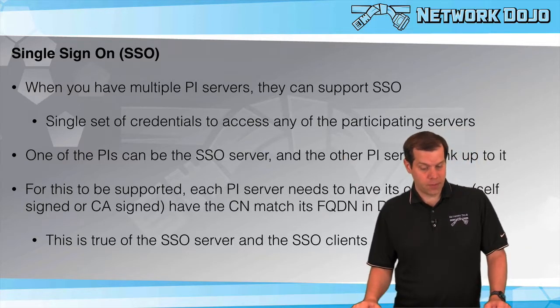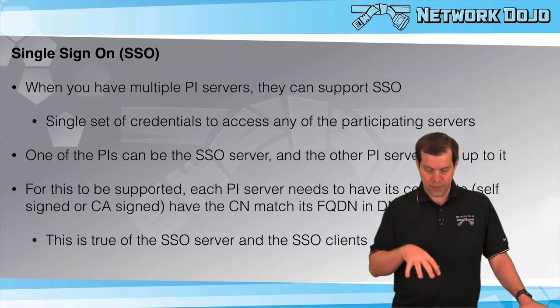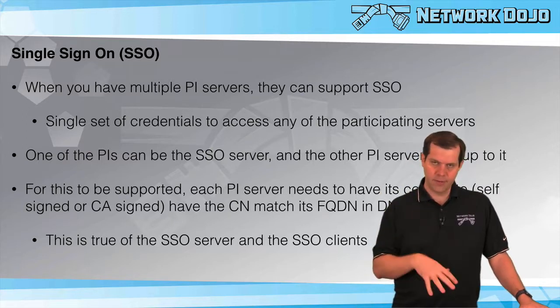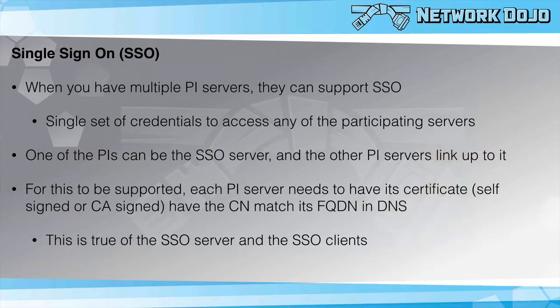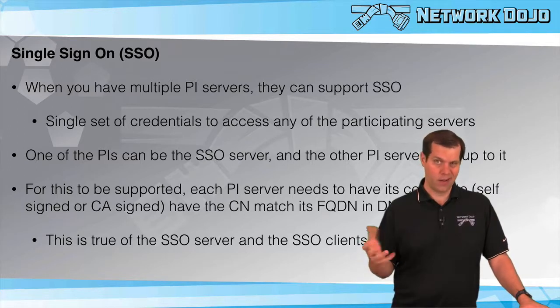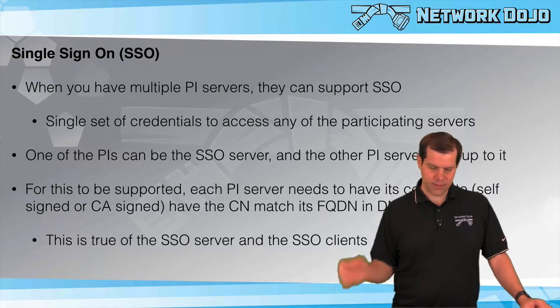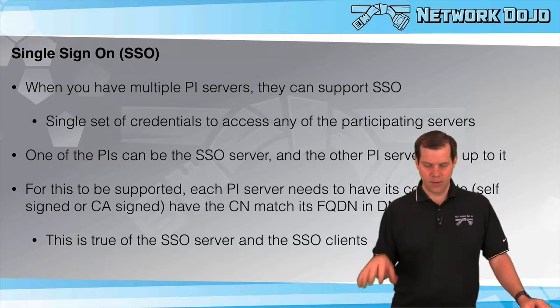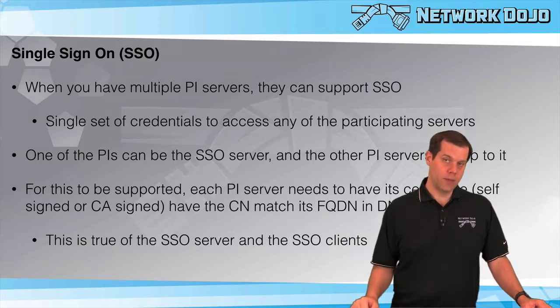But I guess for this to be supported, one of the caveats with this, each prime infrastructure server needs to have its own certificate, which it should. Doesn't matter whether it's a self-signed certificate or a CA-signed certificate, but the common name in the certificate needs to match its fully qualified domain name in DNS. So I guess there's a check against that. And so as long as every server within the SSO structure has a cert with a CN equals this FQDN, we're good to go. And that should be on the SSO server as well as all the SSO client PI servers.